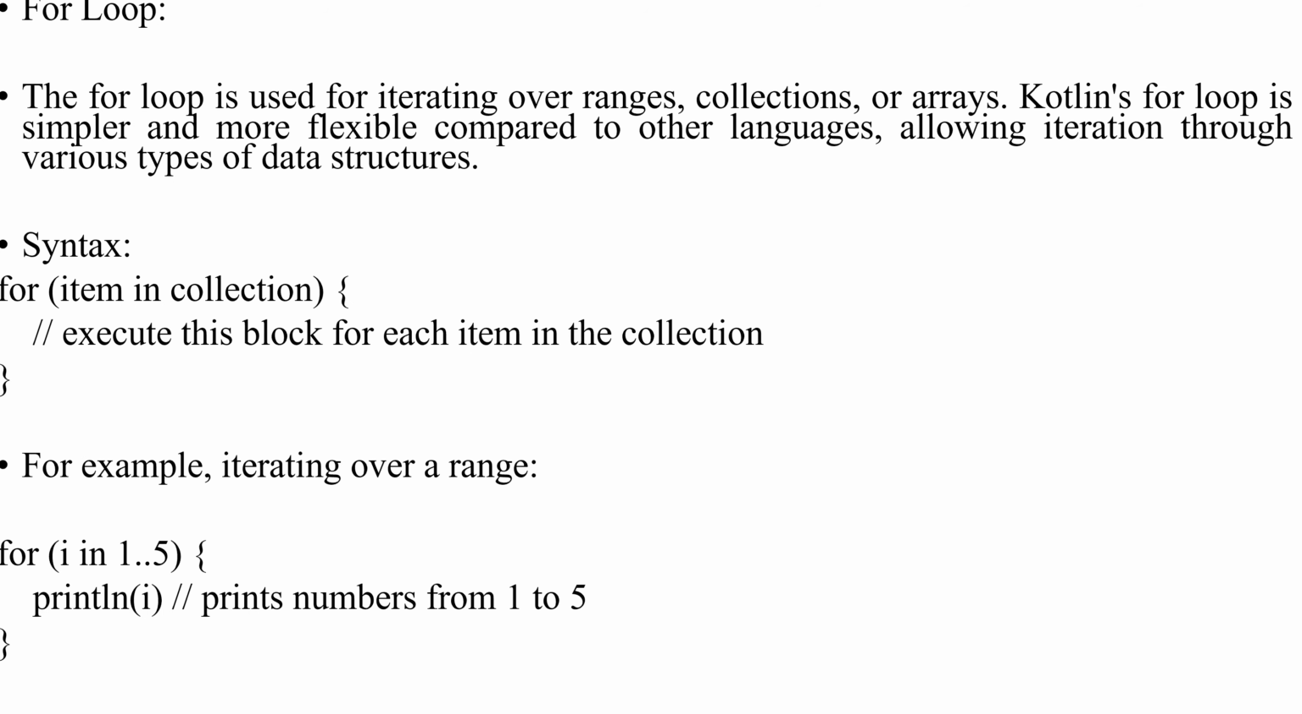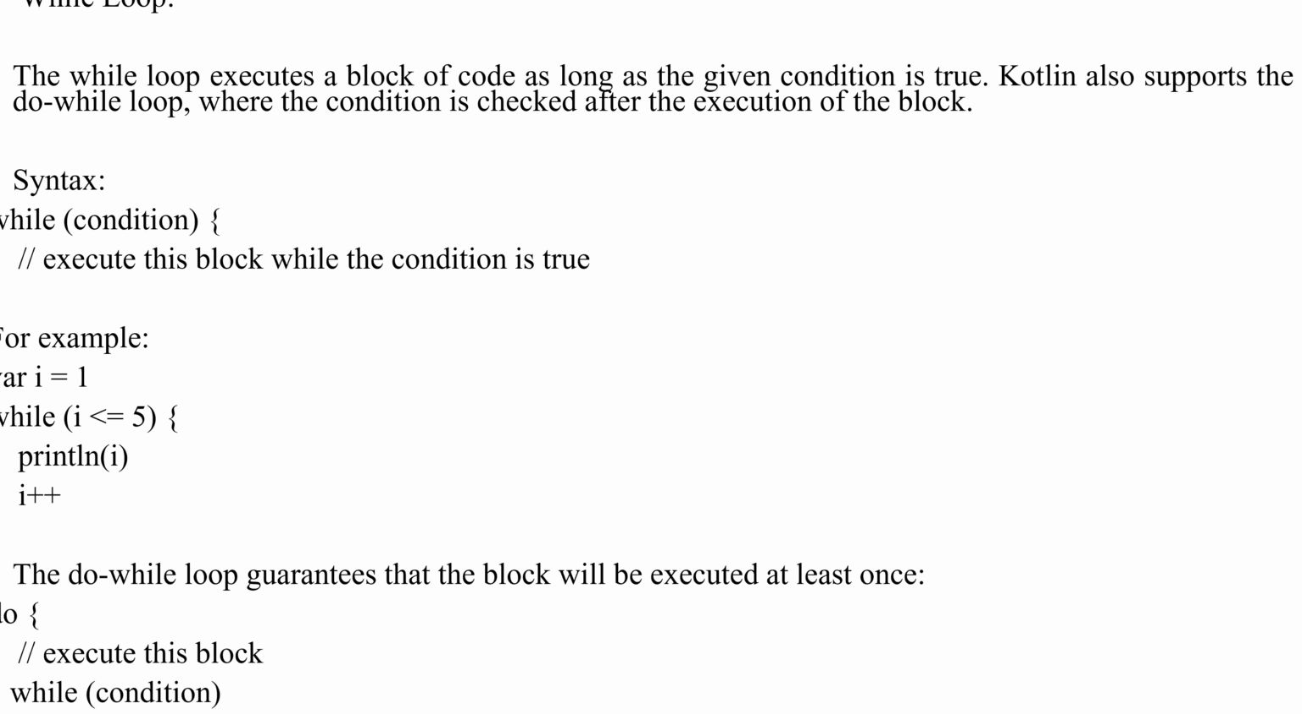For loop: the for loop is used for iterating over ranges, collections, or arrays. Kotlin for loops are simpler and more flexible compared to other languages, allowing iteration through various types of data structures. Syntax: for item in collection, execute the block for each item in the collection. For example, iterating over a range: for i in 1..5 is going to print the numbers from 1 to 5. If you write 1 to 10, it's going to print from 1 to 10, like 1 2 3 4 5 6 7 8 9 10.